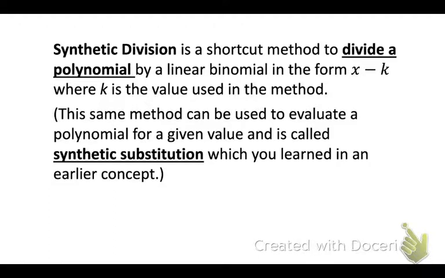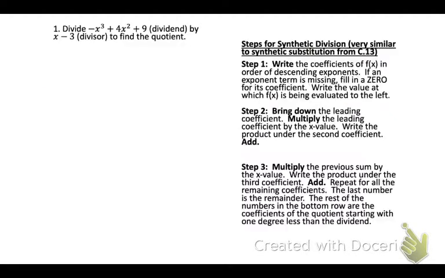So synthetic division is a shortcut method to divide a polynomial by a linear binomial in the form x minus k, where k is the value used in the method. So k is actually the opposite sign of what you see. So if you see x minus 2, then the k value is 2. This same method can be used to evaluate a polynomial for a given value, and it's called synthetic substitution, which you have already learned. So we're using a process that you know, but to give you a different answer.